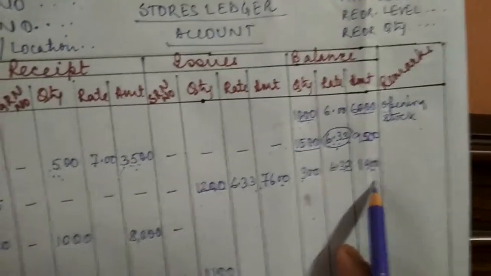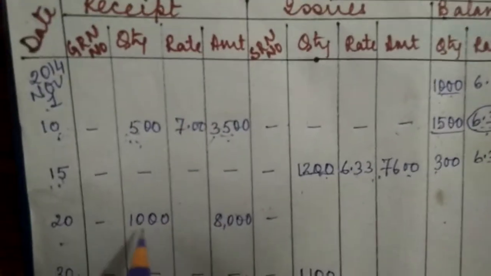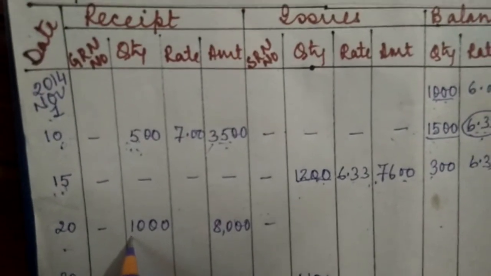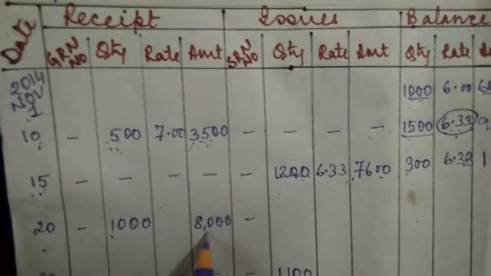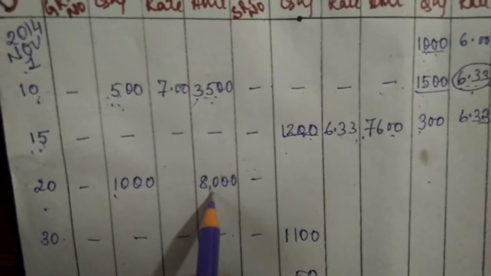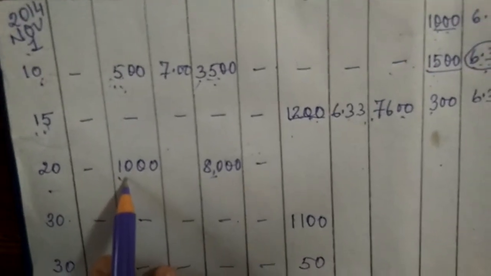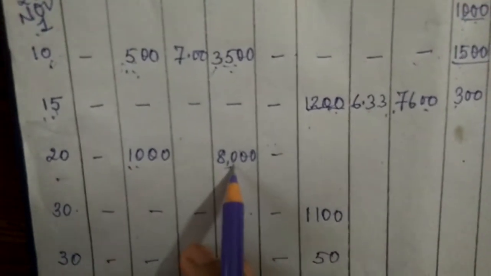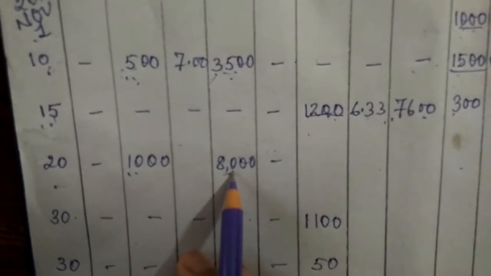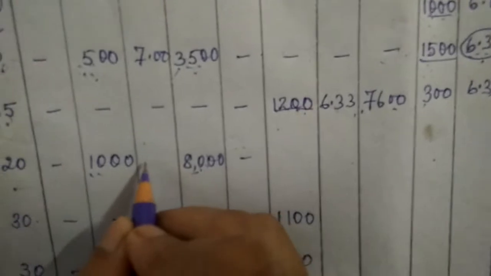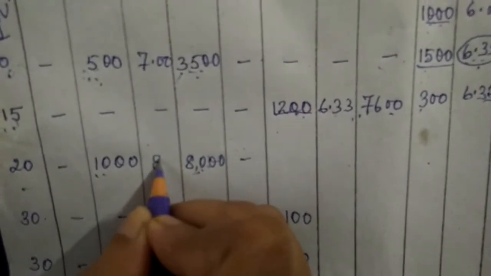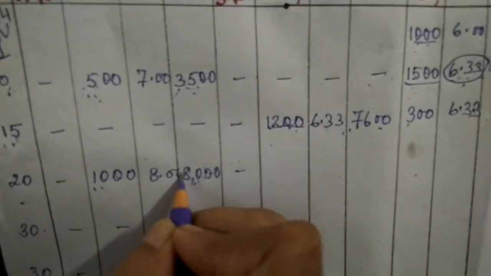Now we are moving on to 20. On 20 again we are buying 1,000 quantity of materials, which were amounting to rupees 8,000. Now since we are buying 1,000 quantity of materials by spending 8,000, what will be the rate? We have to divide it. Again we will divide 8,000 by 1,000, so we will get 8 rupees.